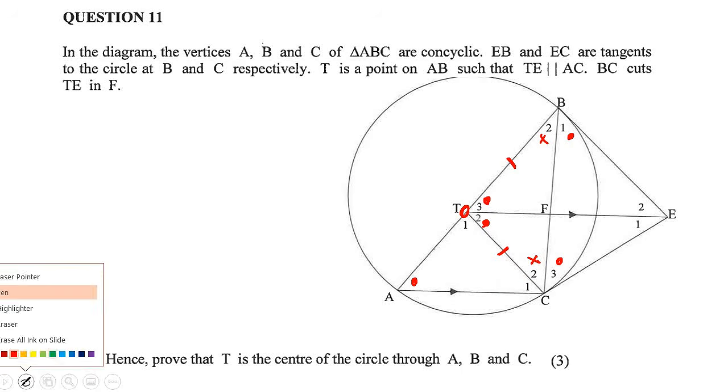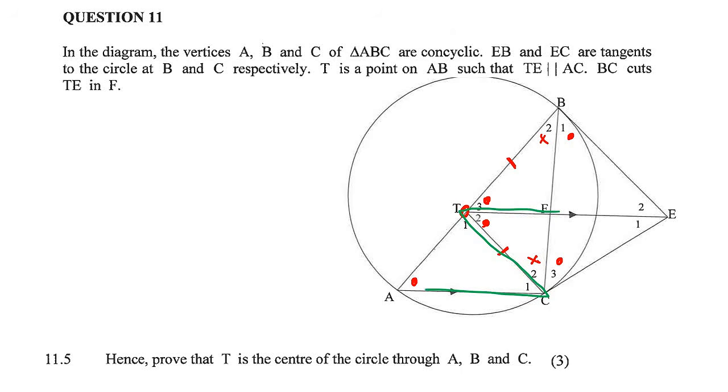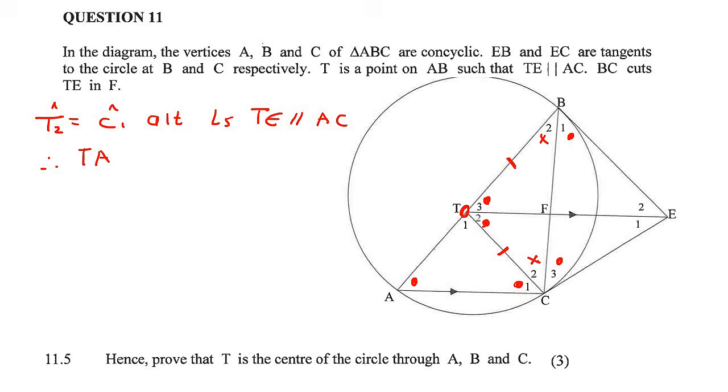So, okay. These are parallel lines, right? So we can just use alternating angles there for T2 and C1. So we can say that angle T2 is the same as angle C1. And that's just because of alternating angles, because of TE being parallel to AC. Okay, so they are the same. And then it's easy. Because these 2 angles are the same, it means that these 2 sides have to be the same. So therefore, length TA would be the same as TC. Why? Because they are the sides that are opposite equal angles. Okay, so these are the same. And so there we have it.